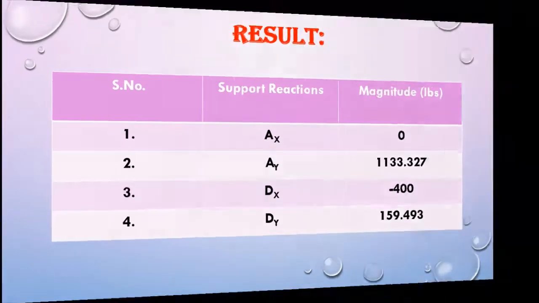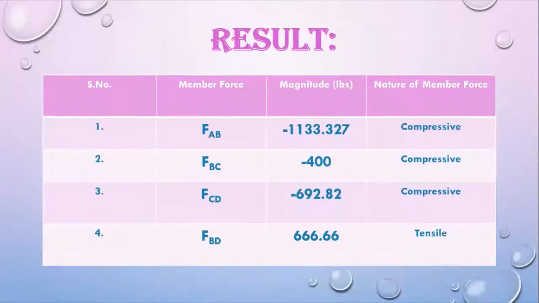So we are moving towards the final result, that is the result of the member forces. And we have calculated all the 4 member forces which we had to calculate in the question. FAB, FBC, FCD, FBD. FAB is coming out to be minus 113.327, that is compressive, minus 400 compressive, minus 692.82 compressive, and only one member force is tensile, that is 666.66 pounds. So you can see the result here, and hopefully after these 5 lectures you will be able to calculate all the truss members by using the joint method, and it will be really helpful for you.